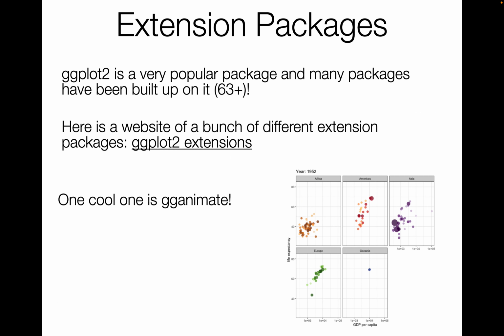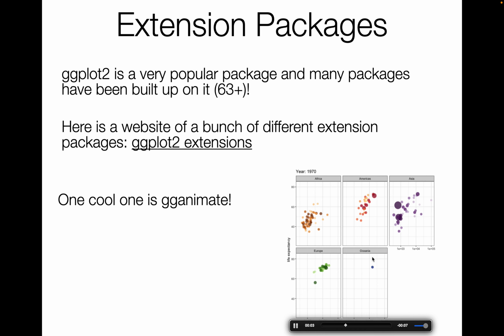Okay, and then I'll talk also a bit on Friday about extension packages. Packages that build off of ggplot to do extra special things, and there are a lot of them. So I didn't update this number, and so I know it's higher than 63 now. Okay, but here's one example called gganimate that will actually make a series of, or it'll make a GIF of data that moves over time. So it makes a sort of interactive plot, which is pretty cool.